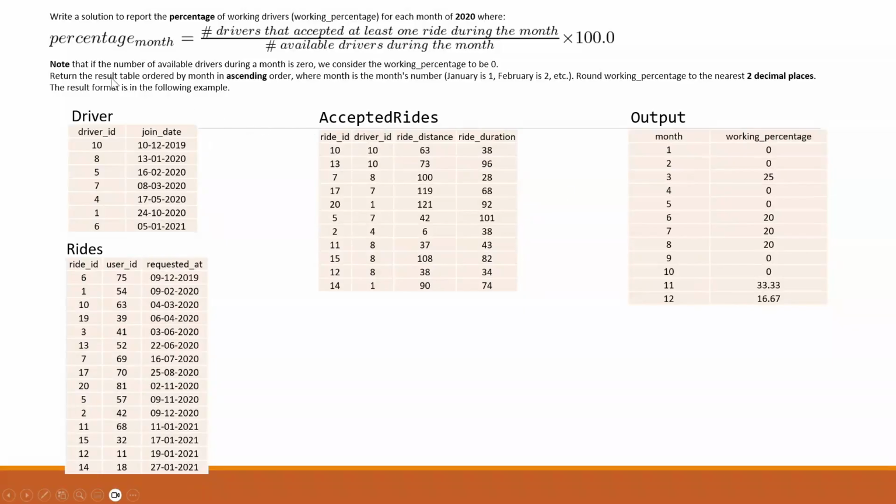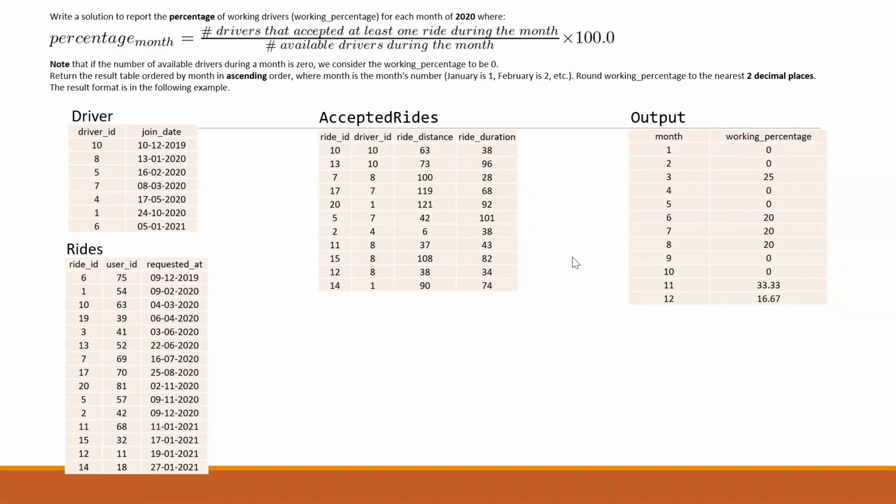Also, it is given that if the number of available drivers during a month is zero, we consider the working percentage to be zero, right? And we need to round the working percentage to the nearest two decimal places, right? So that is the question entirely. Now maybe you can pause this video and try to think of a solution, and once you're done, you can come back and check the solution here.